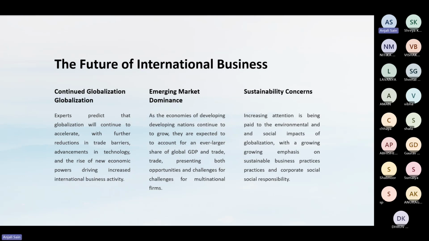This means that as companies establish themselves globally, they are also focusing on the environmental and social impact of their going global. Any doubt till now?